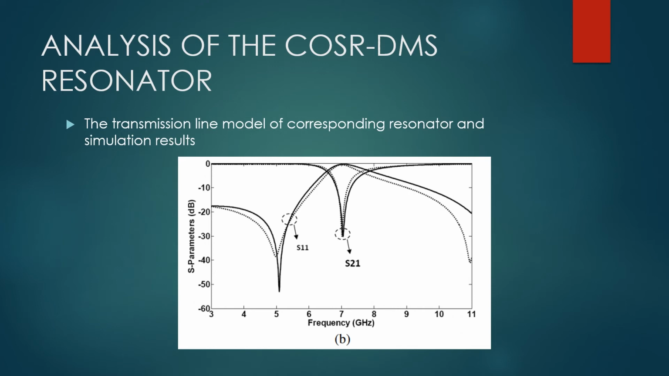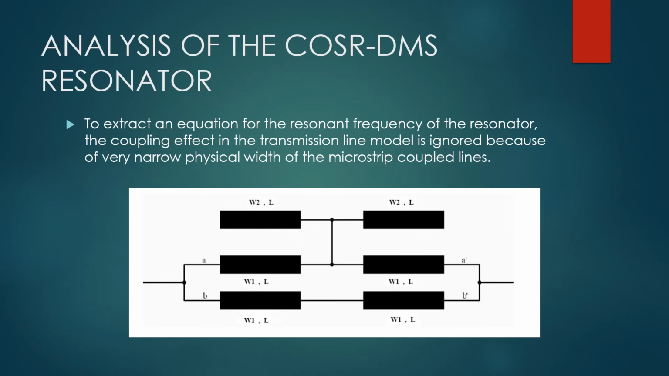However, there is a simpler model to represent this resonator. The coupling effect in the transmission line model is ignored because of the very narrow physical width of the microstrip coupled lines. So, we can simply move the small middle section part to L2 and make them have the same length just like this figure. After doing that, we can get the formula like this.